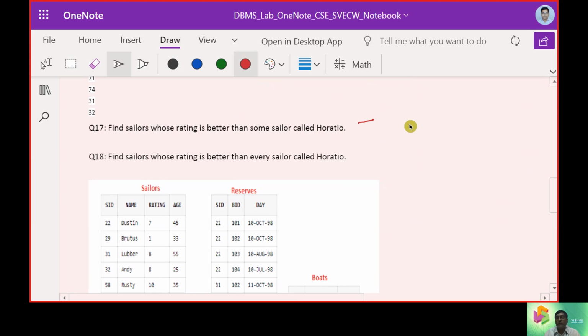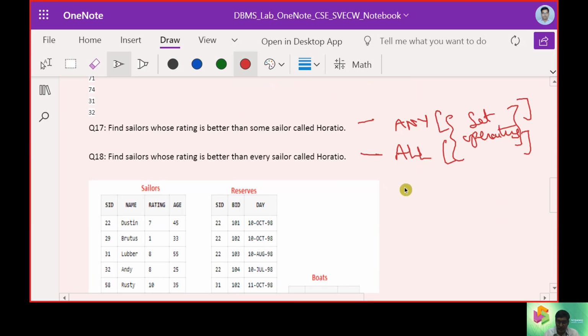In the previous question, we had any. In this question, we have all. So any and all, we call them set operators. All applies a logical AND and any applies a logical OR. So that is the key takeaway we are going to check.